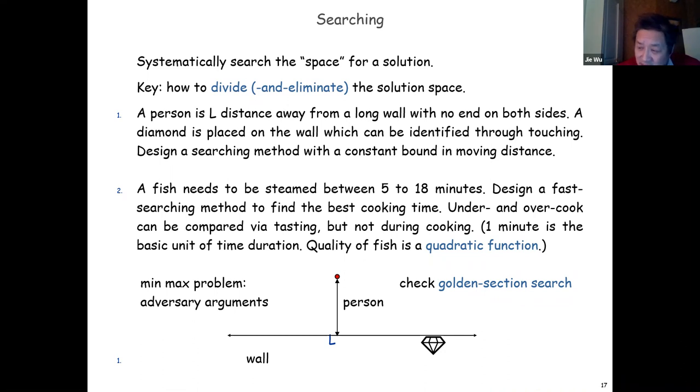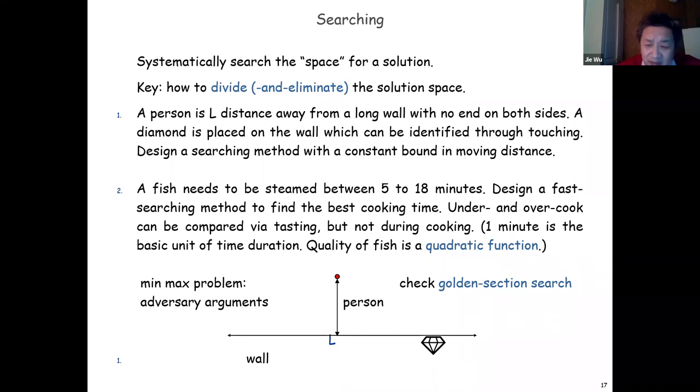Because as I mentioned, in real life situations, like how you determine the best duration of your study period, right? That's a typical quadratic function. So you want to use the minimum number of tests, or tries, to find out your best time or duration. Okay, so this is very interesting, in the sense that we use Fibonacci numbers and the golden ratio.